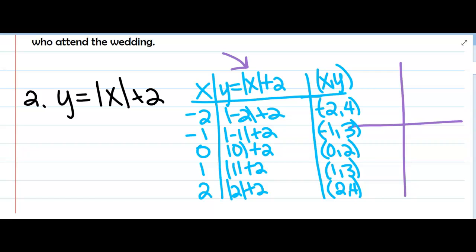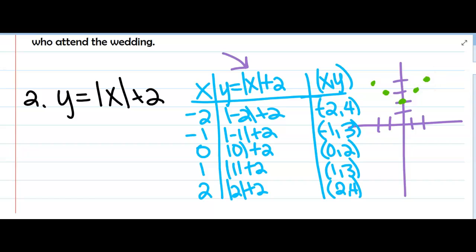All right, and then we want to go ahead and throw these on our graph over here. So we're going to have 2 to the left, 2 to the right. It looks like my y's go up to 4. So my first point is -2 comma 4. I have -1 comma 3. I have 0 comma 2, 1 comma 3, and 2 comma 4.